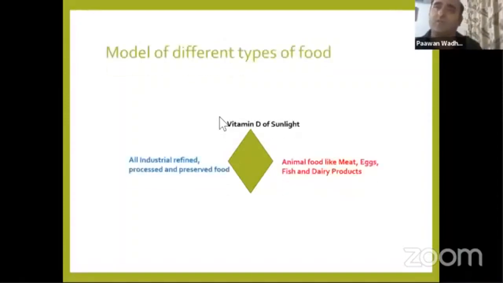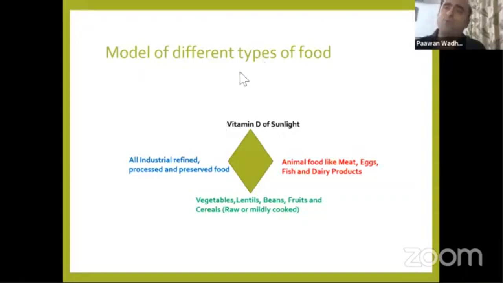And all industrial, refined, processed, and preserved food, which is made with the spirit of earning profit, these foods should be avoided. And the vegetables, lentils, beans, fruits, and cereals which grow naturally in nature, raw or mildly cooked, should be taken more and more. So you should concentrate here on these 2 things, right? This is also called the trioresin food consciousness, the WFPB, the whole food plant-based diet.